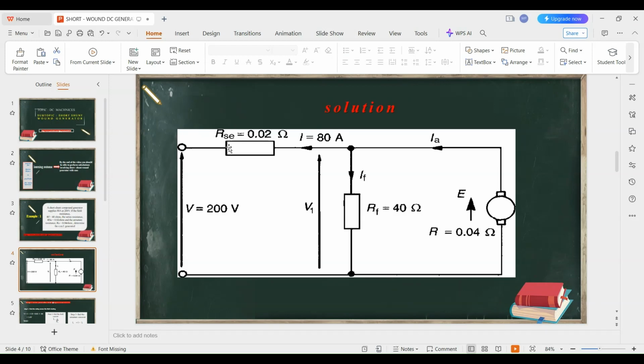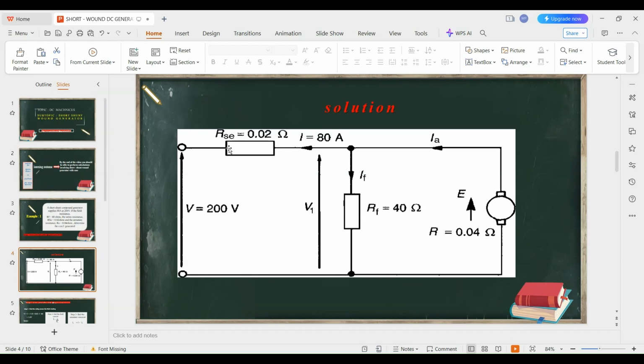Let me just rewind the video and say the steps when you are looking for EMF generated in a short shunt compound generator. Step number 1 is to look for the voltage drop across the load resistance. You look for the terminal voltage, you look for the IF, the field current, you look for the armature current, and now you look for the EMF generated.